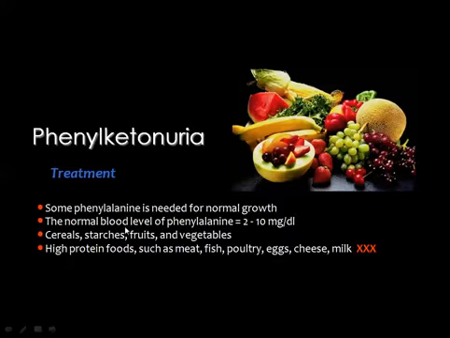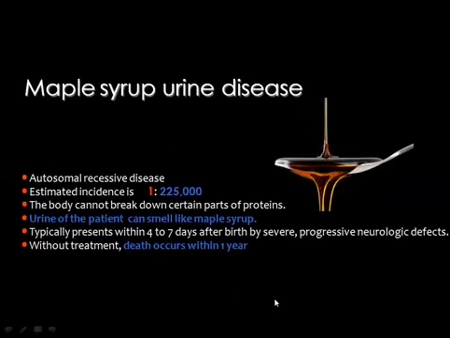This is the normal blood level of phenylalanine, and these patients should have a lot of cereals, starches, fruits, and vegetables, and they should avoid high protein food such as meat, fish, poultry, eggs, cheese, and also milk.